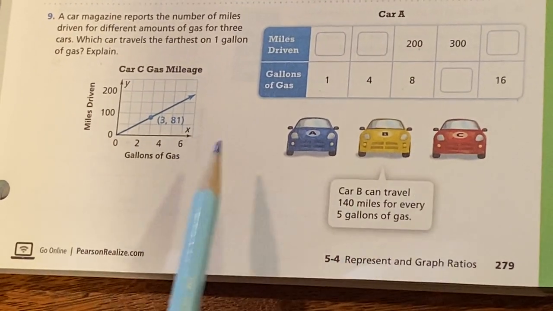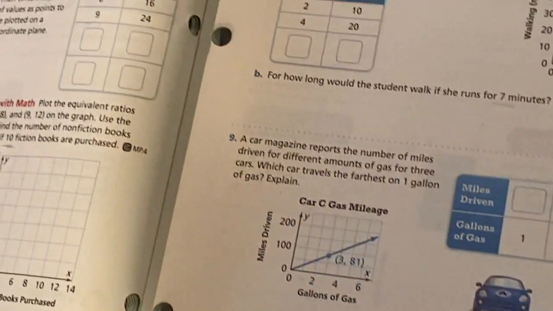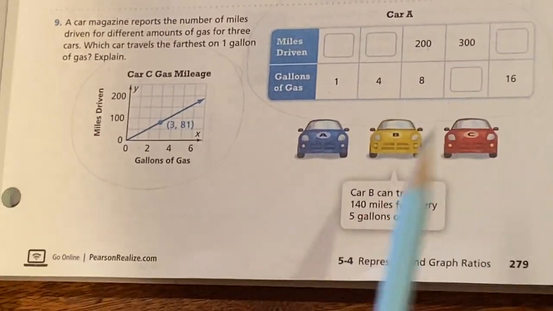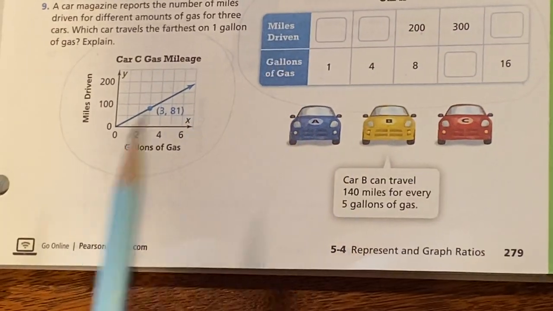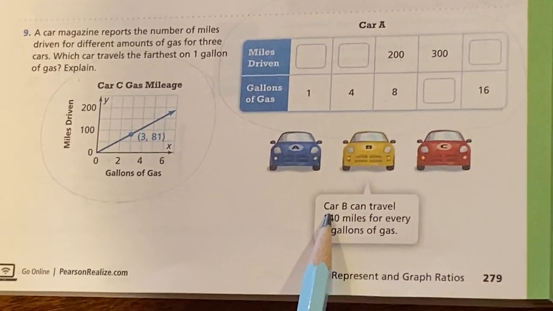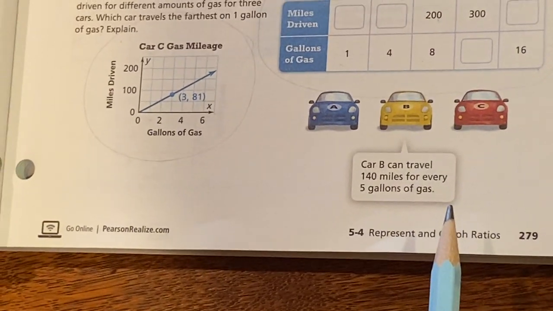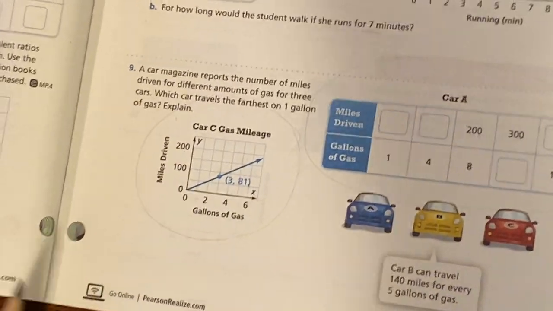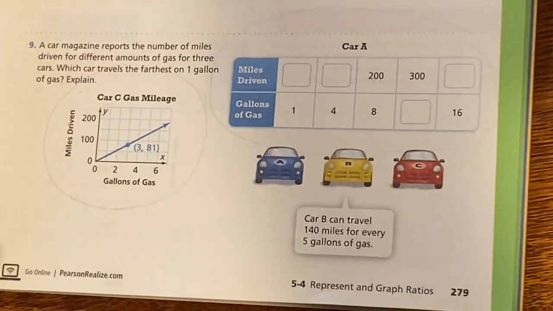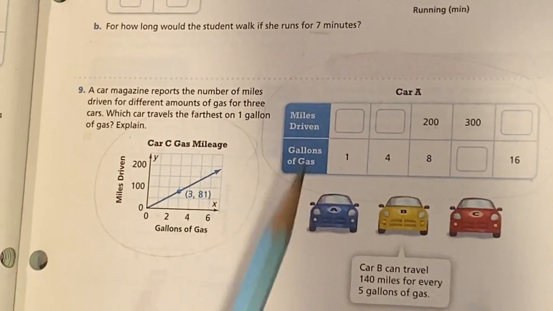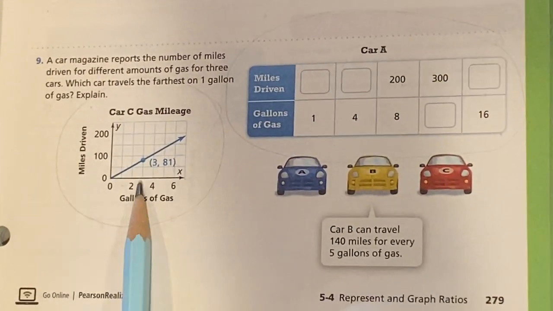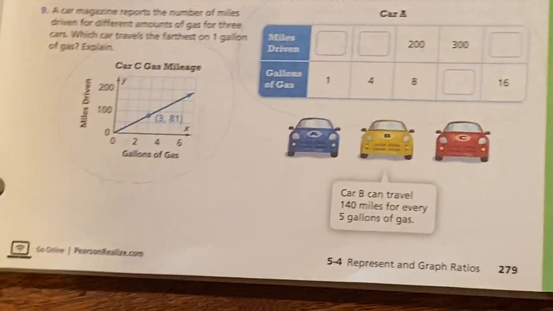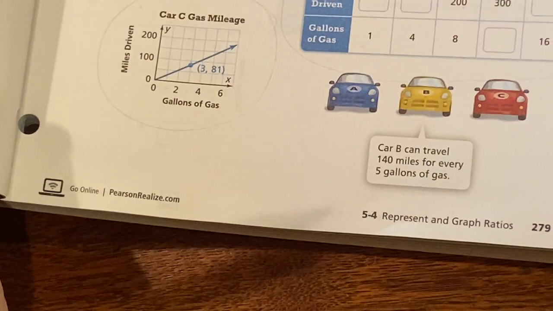Here's some information here. So this is car C's gas mileage on a graph. This is car A's gas mileage in a table that you have to complete. And here's just a statement about car B. So you've got information about each of the 3 cars. Which car travels the farthest on 1 gallon of gas? And explain. So first I would complete the table, and then I would compare the information. Okay? Try that one on your own, and then check back and see how you did.